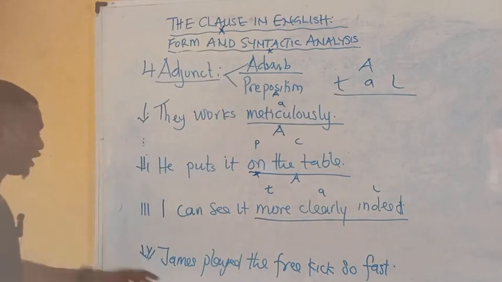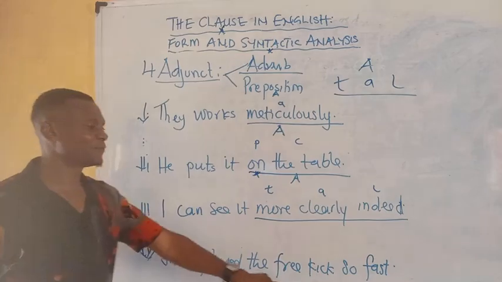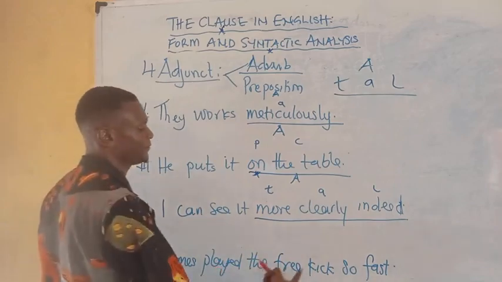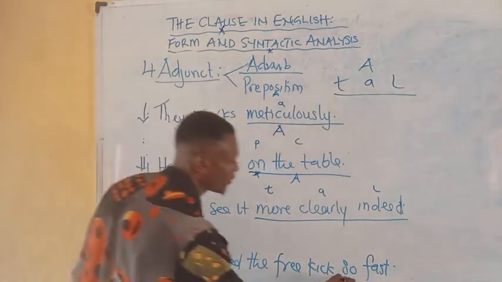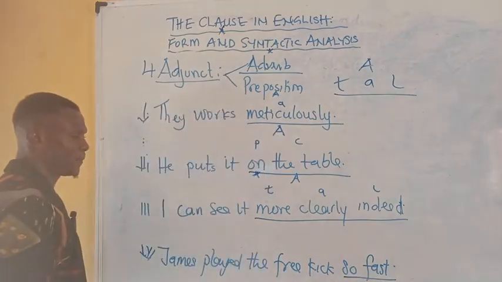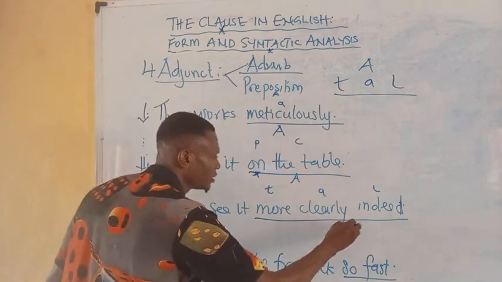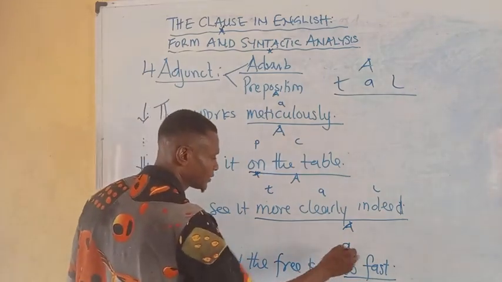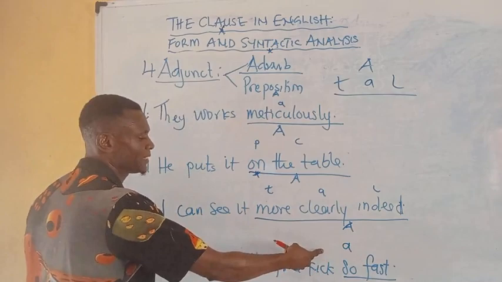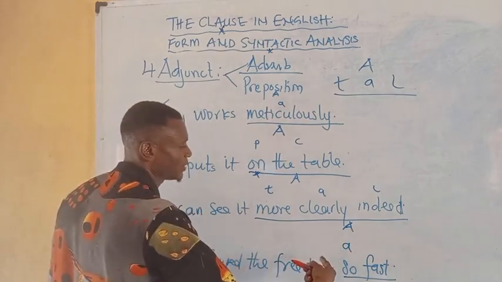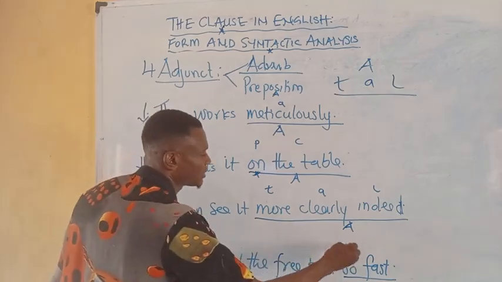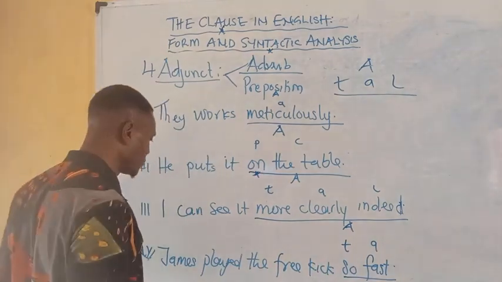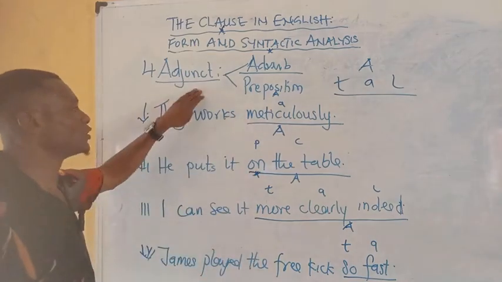The last one: James played the free kick so fast. So fast is an adjunct here. So here we have temporal and apex, no limiter. Thank you. These are the elements of adjunct.